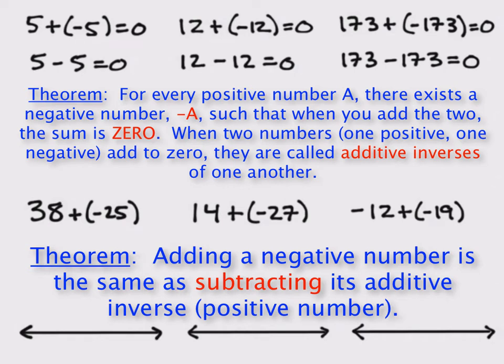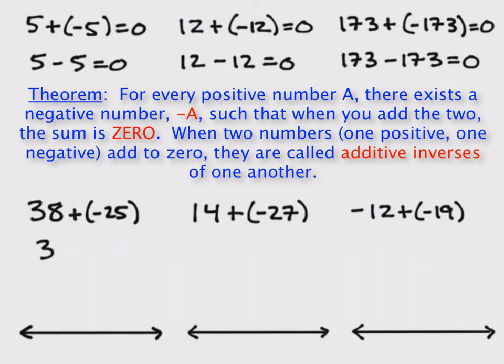So in our first example, I claim that this is going to be the exact same as 38 minus positive 25. And that's no problem for us. We know that's going to be 13. So what I'd like you to do is why don't you pause the video and take care of these next two problems in which we're adding a negative number. First, by rewriting it as subtracting a positive number, and then actually finding the answer.